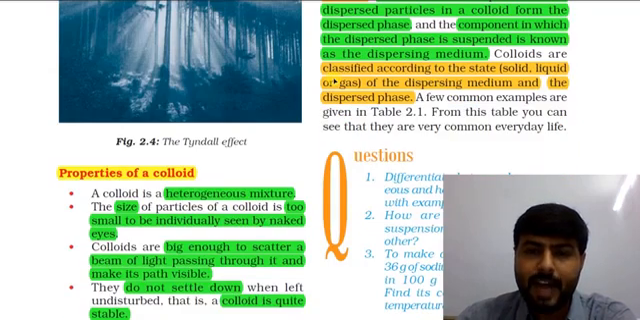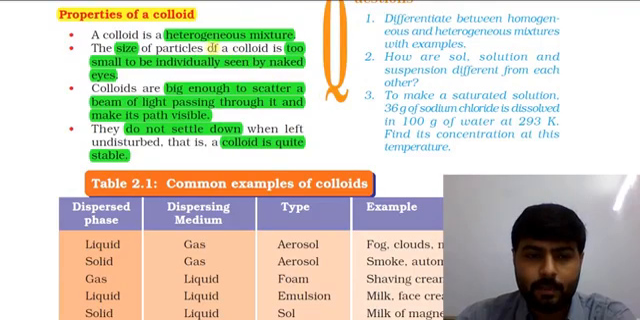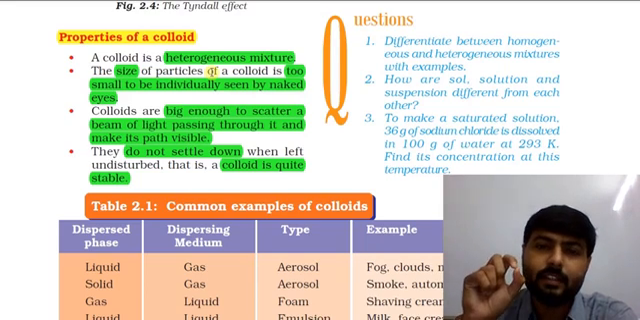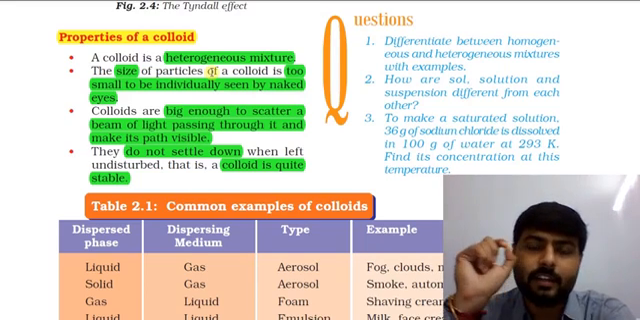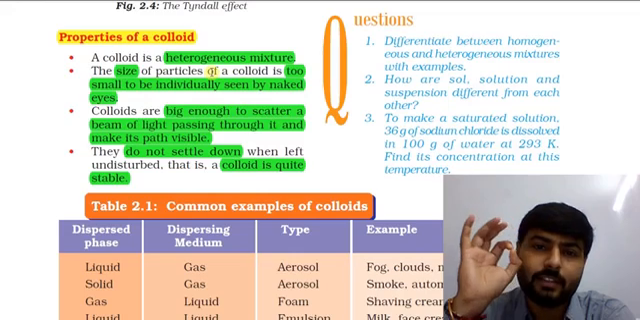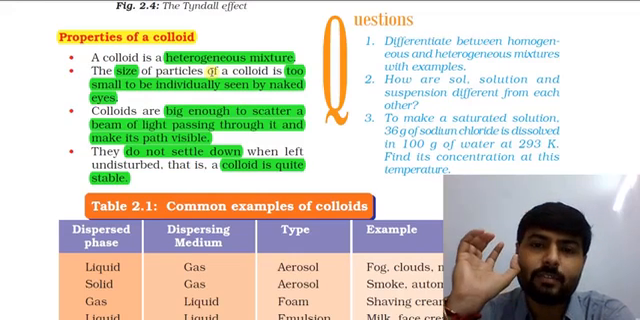Here I would like to tell you one thing. You can see I marked all these points, and the marked points are the only important points. You do not have to mug up all these sentences. For example, a colloid is a heterogeneous mixture; the size of the particles of a colloid is too small to be individually seen by naked eyes. You have to just pick the important words that we call keywords.